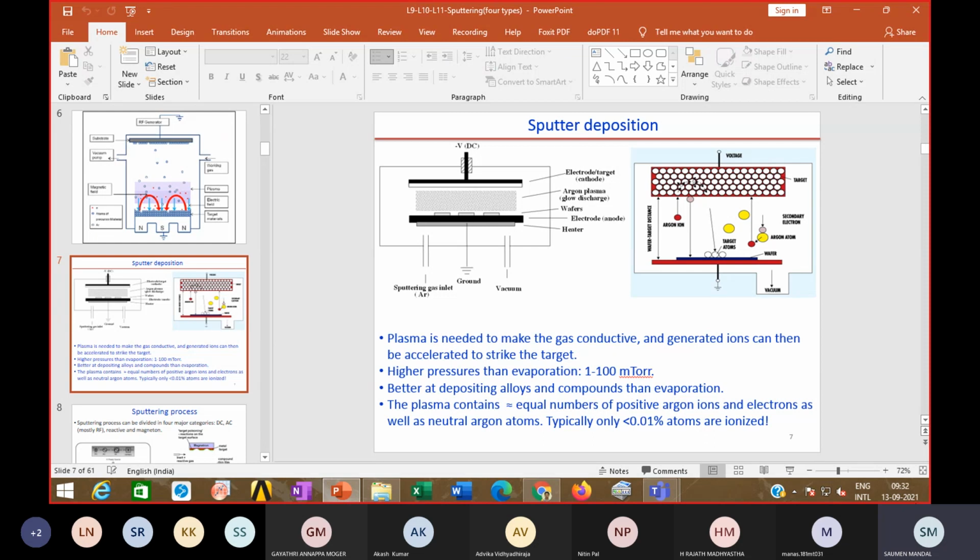So then this plasma contains equal numbers of positive argon ions and electrons, as well as neutral argon atoms, and typically only 0.01% of atoms are ionized. So less than 0.01% of atoms are ionized, and from that only, a huge amount of plasma is actually being generated.